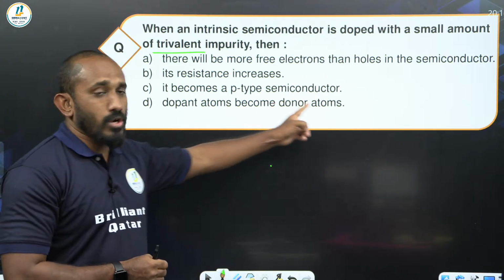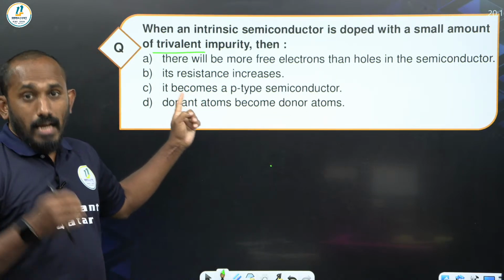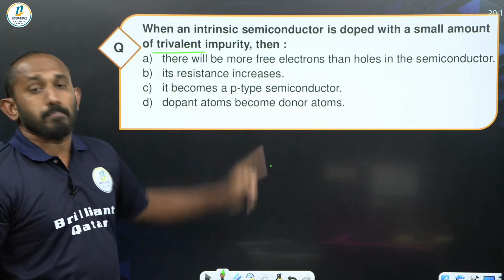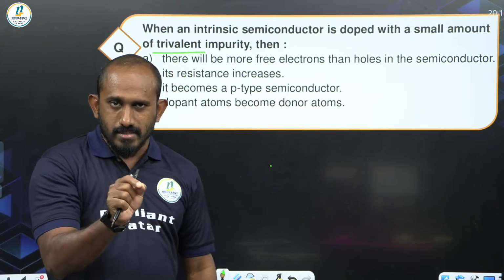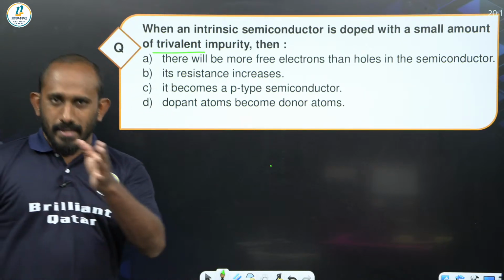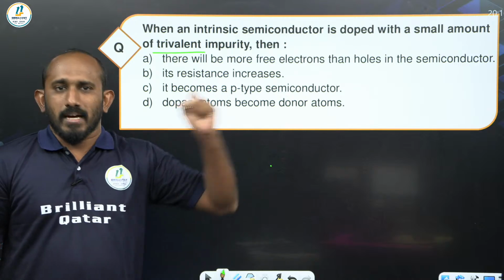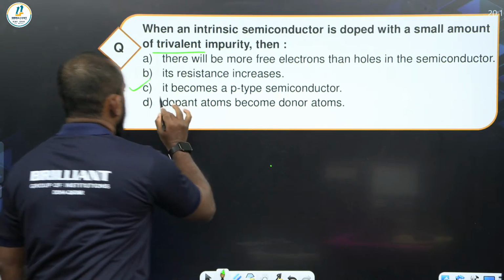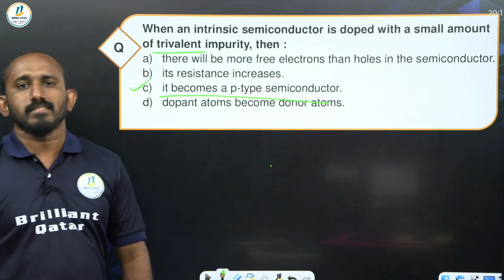Dopant atoms become donor atoms. No. So here donor is actually done by the 15th, pentavalent group only. So here it becomes a P-type semiconductor. P-type, that P stands for two cases, you can say either previous group, so you are getting P-type, or positive type. Positive means more number of holes are created, so the answer is C. P-type semiconductor. Answer is C here.